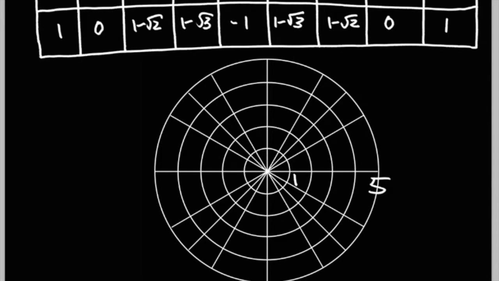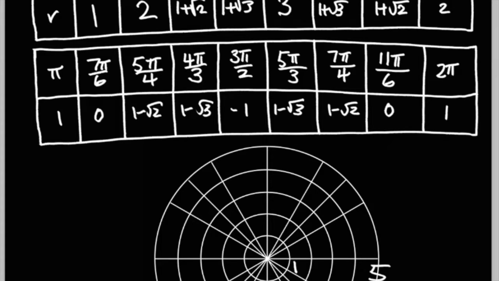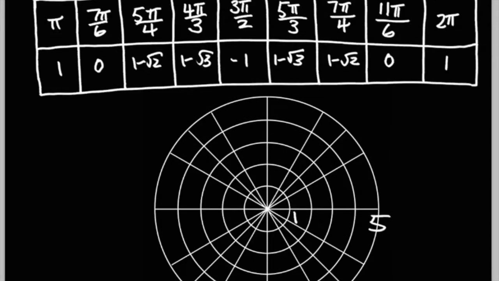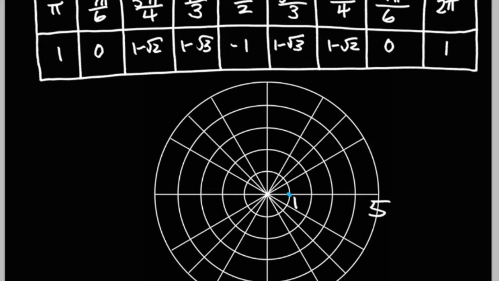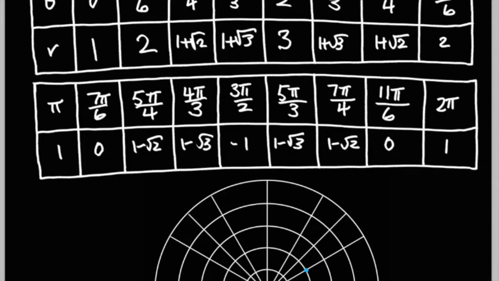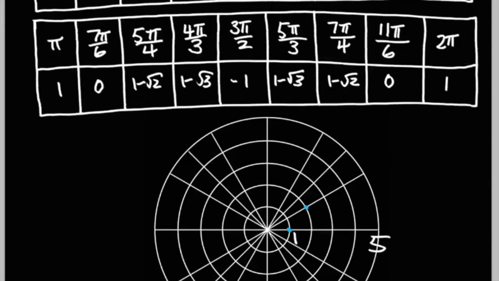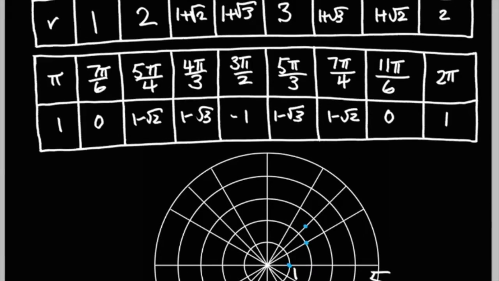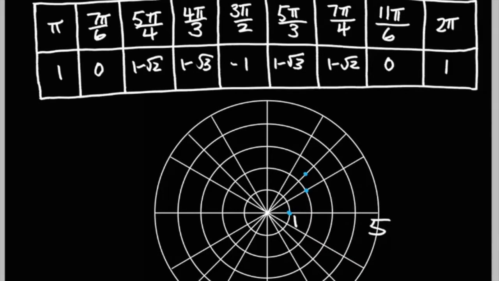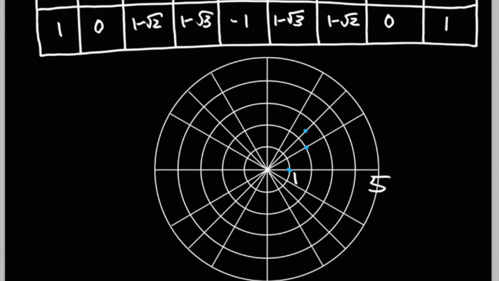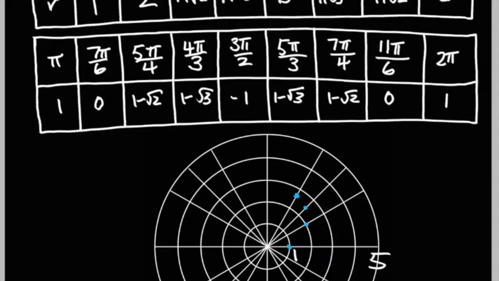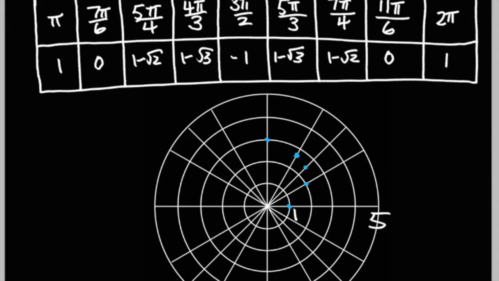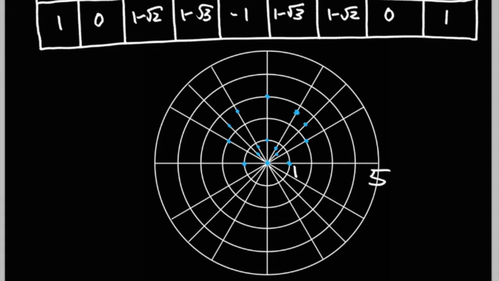Now let's plot this. So 0 radians, we got 1. And then at pi over 6, got 2. And then the rest of them, let's just keep plotting them. And remember, square root of 2 is about 1.4. Square root of 3 is about 1.7. That'll help with approximating these things. Okay, we get here, and yeah, that's the rest of them. And if you connect them, you get this.